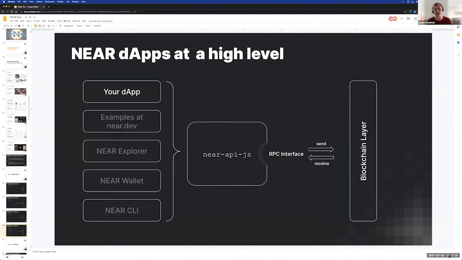We eat our own dog food here, so we're committed to maintaining the quality and integrity of this library. Near Explorer, Near Wallet, Near CLI, these are all parts of the platform that we use exactly the same tools and tech stack that we ask you to use for your applications. And then at a low level, we can dig into a few more things here.